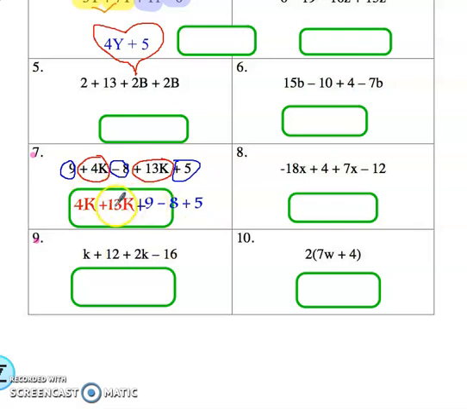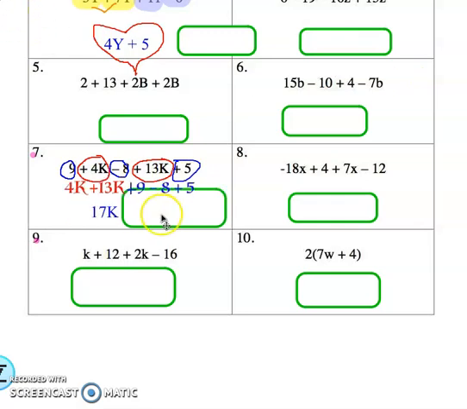When I combine things, 4 plus 13 is going to give me, that's right, 17K. And 9 minus 8 gives me 1 plus 5 gives me +6. Let's move on to number 9.